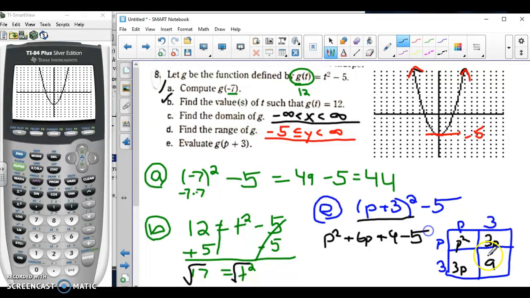minus 5. So then we have what, 9? So we have one more step because the 9 and the 5 we can put together, right? So our answer is p squared plus 6p minus 4. That's 9. Okay? 9 minus 5 is 1. And that's our answer. Okay? That's it.